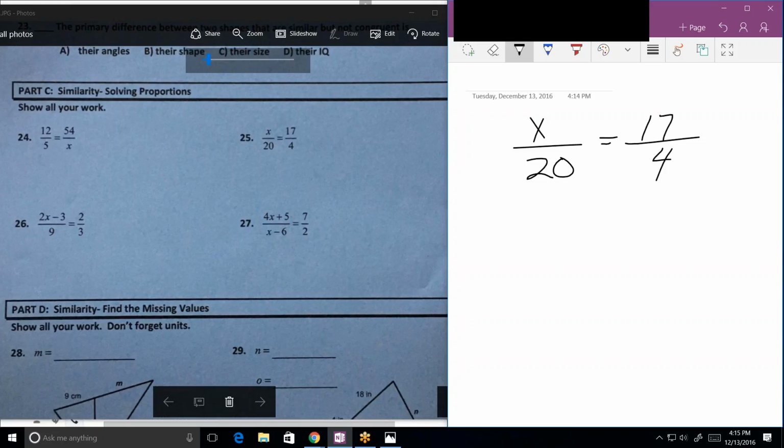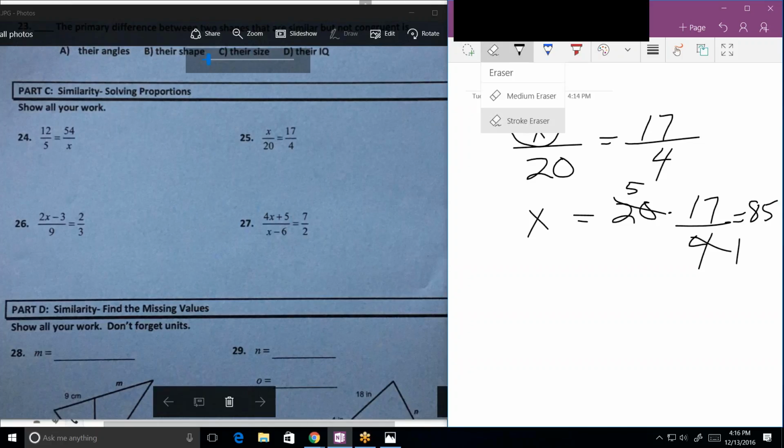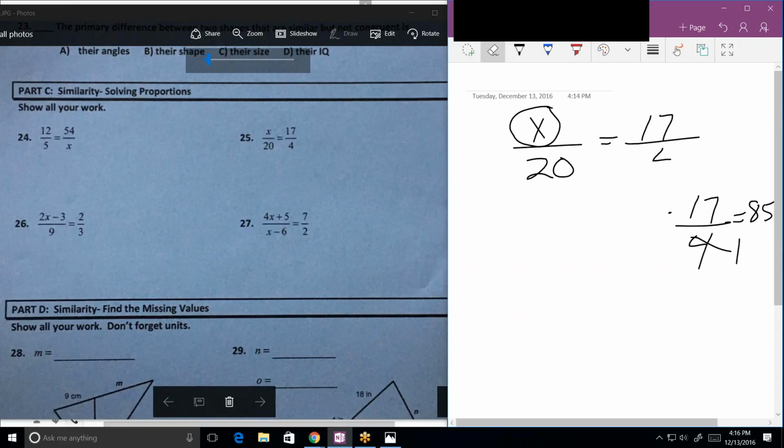In other words, because the x is in the numerator, all I really need to do is get rid of that 20. So if I multiply both sides by 20, it's only one step. Then I can cancel that with that, and I get 85 really easily with one step. So cross-multiplying is actually counterproductive. Notice what cross-multiplying is. Cross-multiplying is multiplying both sides by both denominators and then dividing.